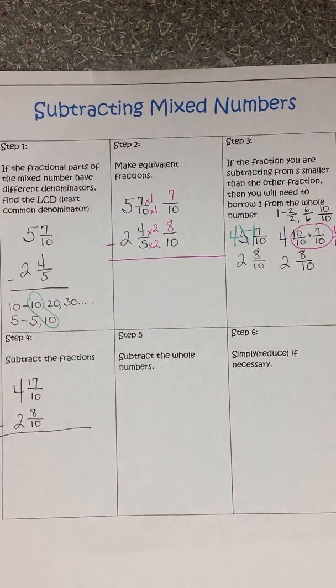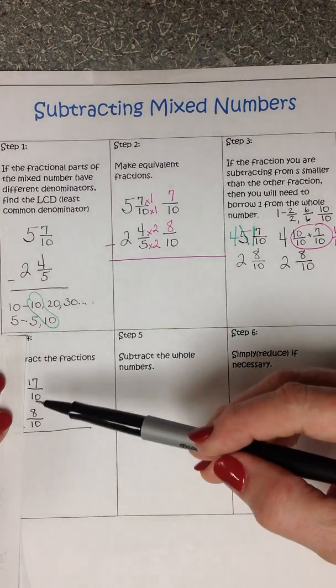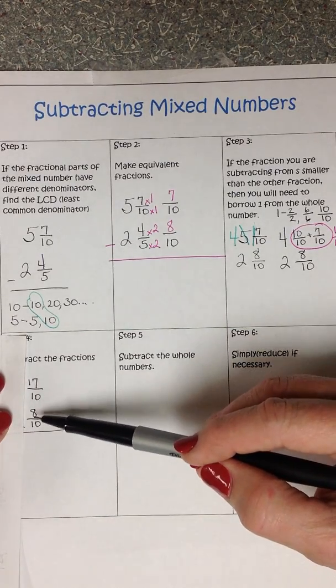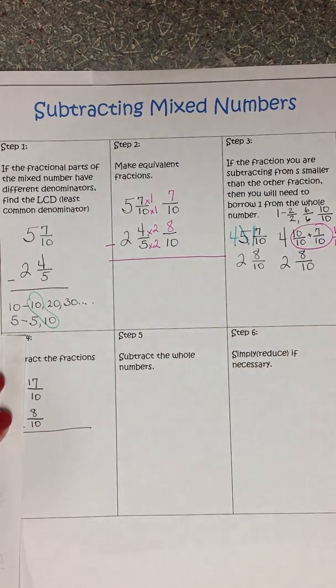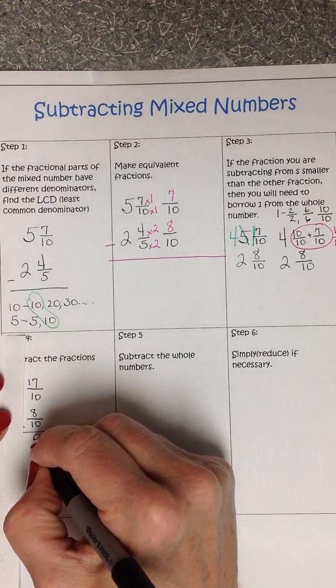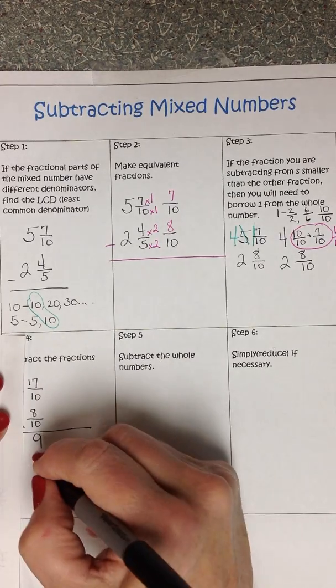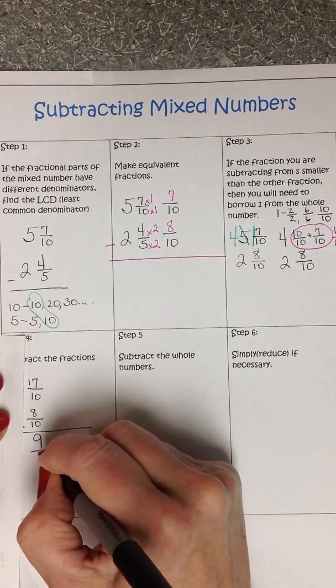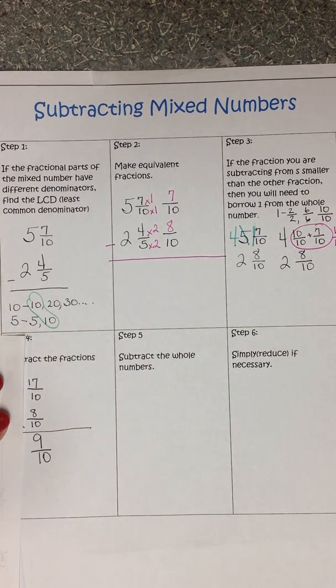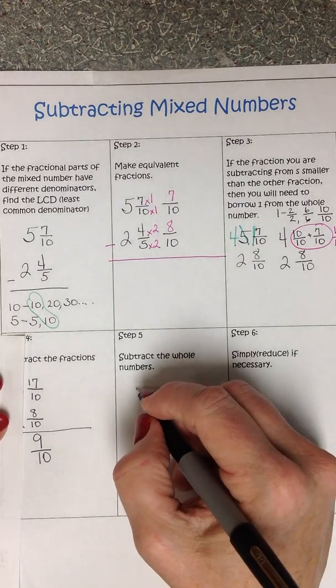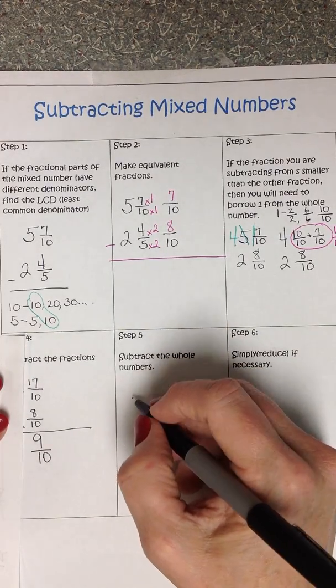Now I'm going to treat it just like I have most of my other mixed numbers. I'm going to ignore the whole numbers at this point and simply concentrate on subtracting this numerator from this numerator. 17 minus 8 leaves me with 9, and I put it over the denominator 10. So I have 9/10 as my fractional part. I'm going to once again copy this into the next box.